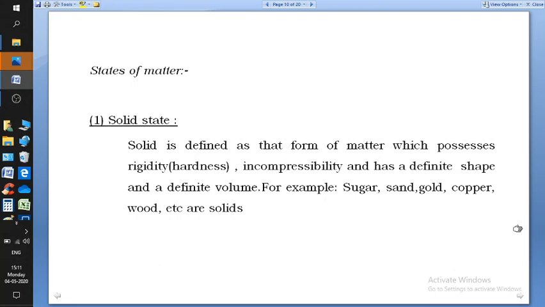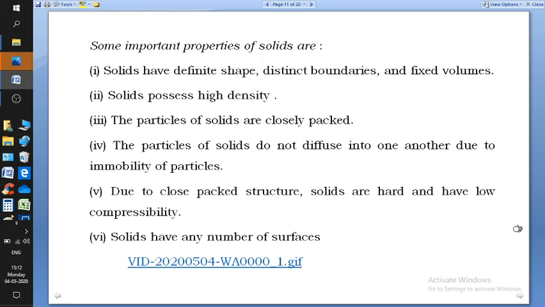It has a definite shape and a definite volume. Every solid has a definite shape. It comes in different shapes and different sizes. And it has a definite volume because it occupies space. Every solid occupies space. For example, sugar, sand, gold, copper, wood, etc. are solids.